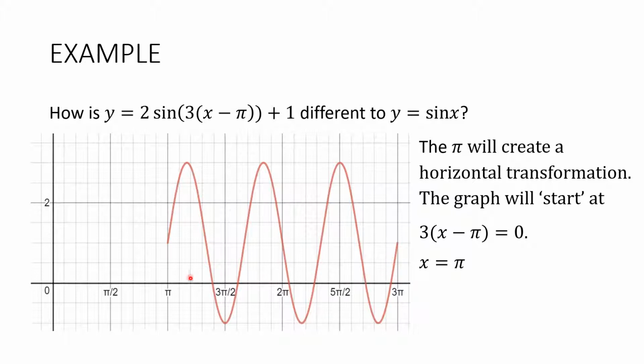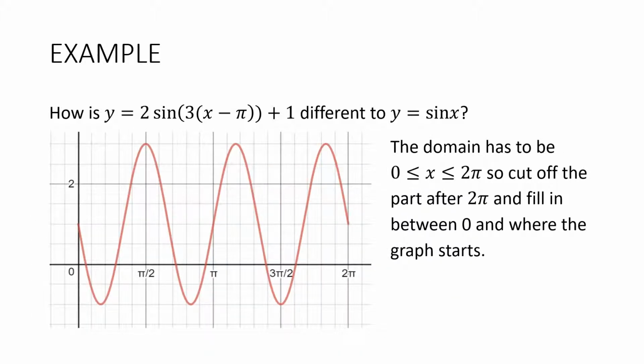Now we don't want it between pi and 3 pi. We want it between 0 and 2 pi. So we're going to have to fill it in back here and then chop it off here like this. So the domain is going to be between 0 and 2 pi, and you can see how we've filled it in here and it's been chopped off here.